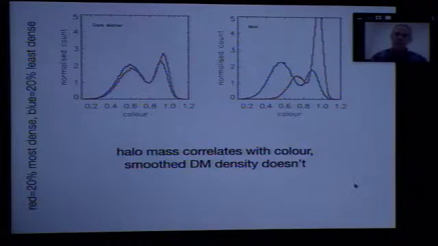So we knew that already, that dark matter halos are biased tracers of the underlying mass distribution, where the underlying mass distribution is characterized by the dark matter here, and here we have halo mass.